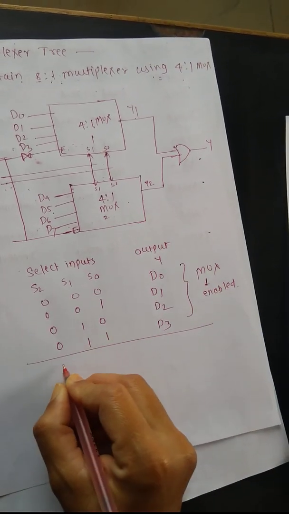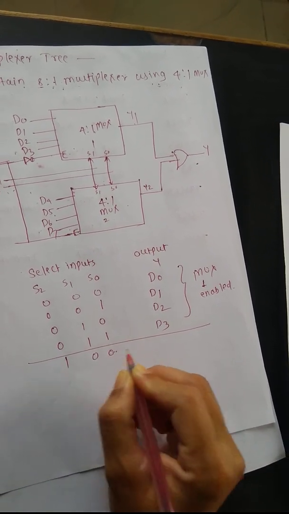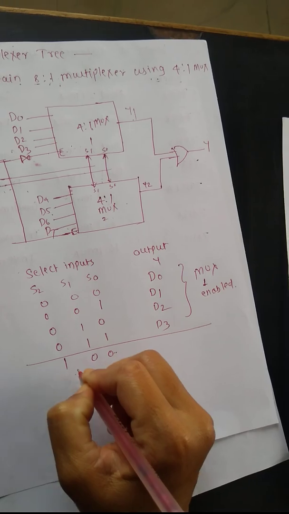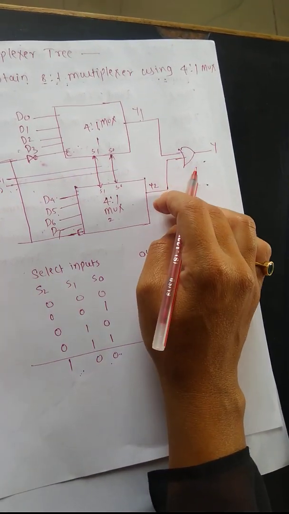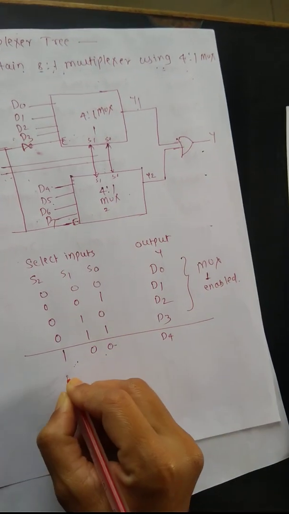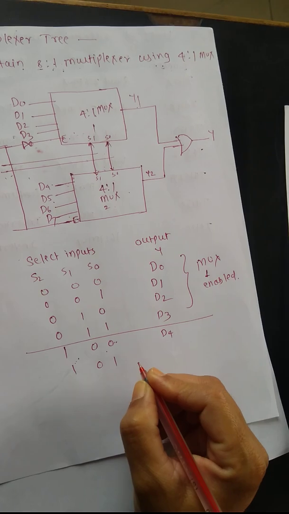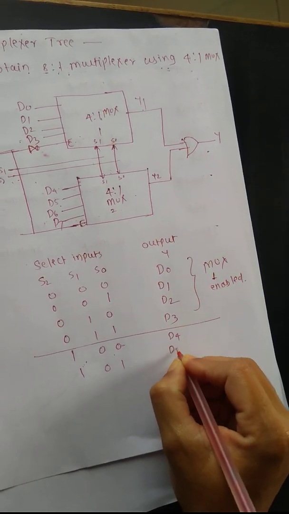First, next, 1, 0, 0. That's for select line data 1, 0, 0. So the input is selecting D4. So the output Y2 we get here is D4, and the final output Y we get as D4. Next, 1, 0, 1. That is the D5 input selecting, and we get the output as D5.